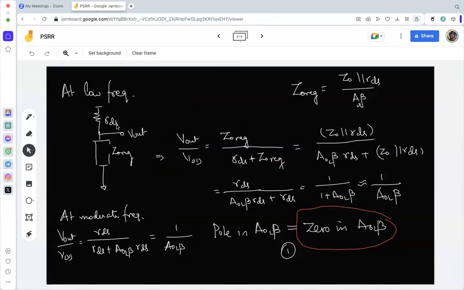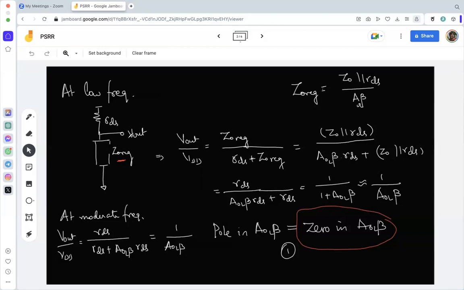Now at low frequencies, what happens? At low frequencies, you are sure that your LDO is working, the regulation loop is in place. If the regulation loop is in place, we will only consider Z0 reg. If the regulation loop is broken, then only we will go and consider Z0. Because the loop is being regulated, it is Z0 reg.